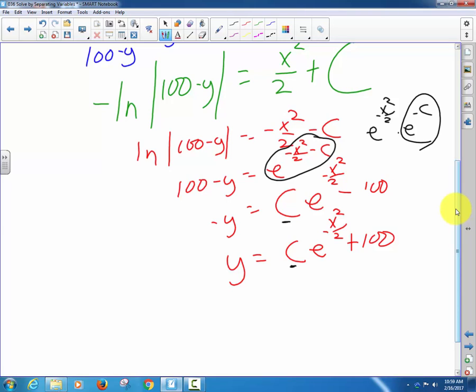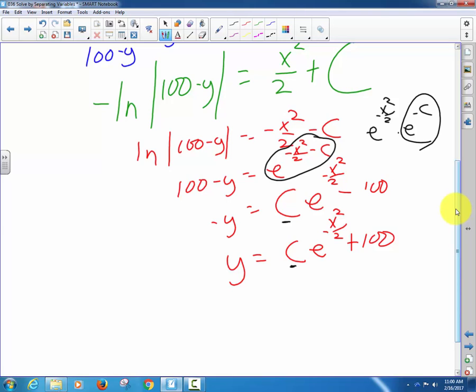It's not a negative number. If we take a positive number and raise it to any power, it's going to be a positive number, isn't it? So this e to the negative c is probably going to be a small number there. So no, it shouldn't be a negative there.